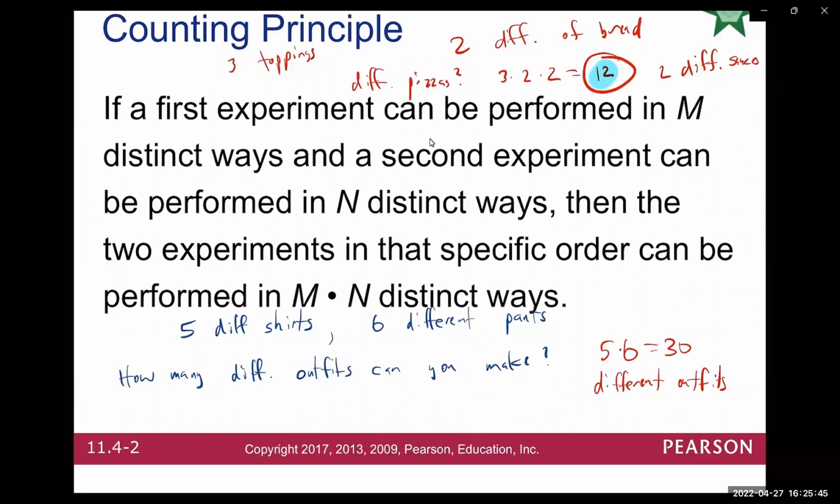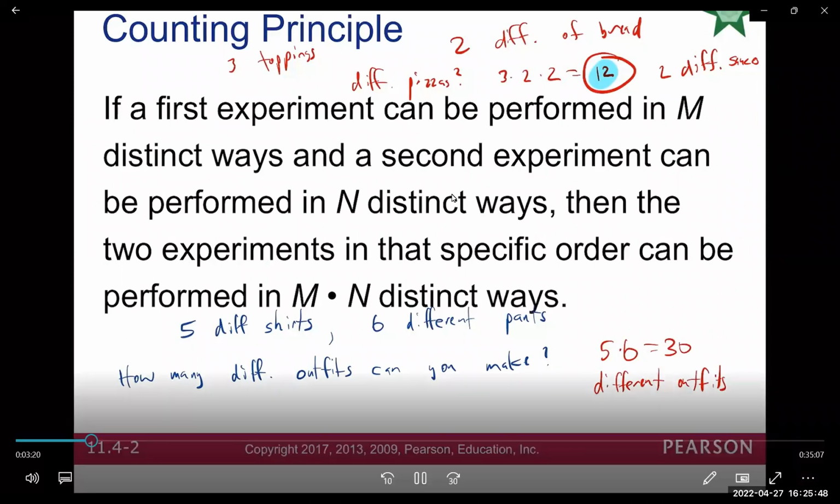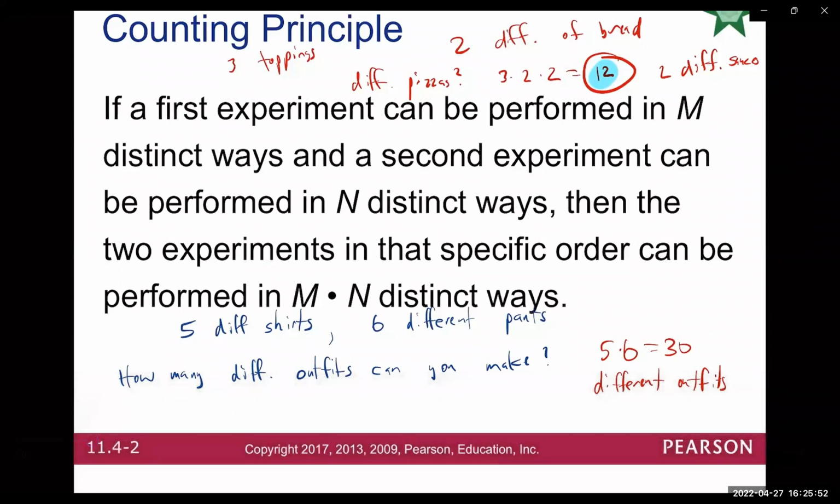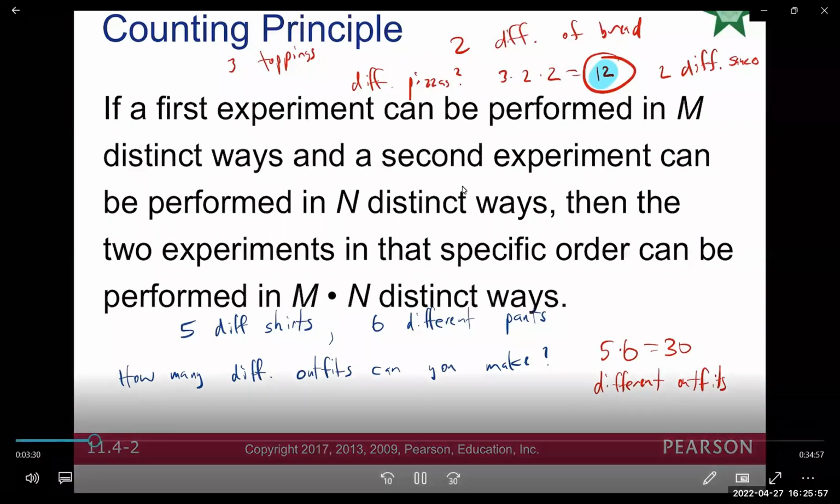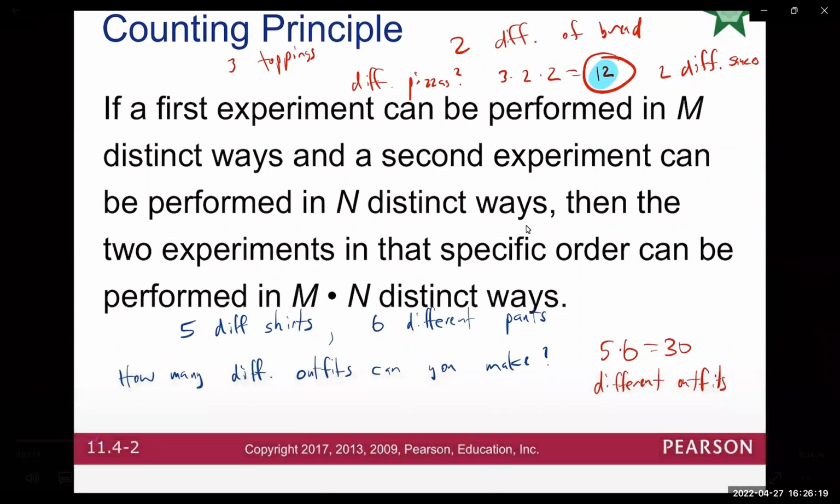So let's say that the 3 different toppings were pepperoni, olives, and let's just say mushrooms. And then the types of bread were thin crust, and then we'll just call it regular. And then the types of sauces were tomato and Alfredo. So there's 2 different sauces, 2 different types of bread, 3 different toppings.